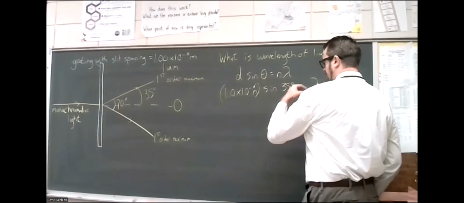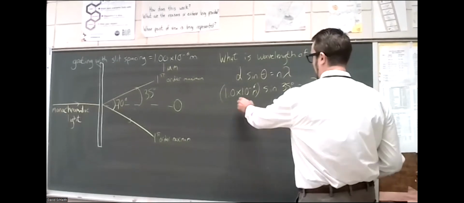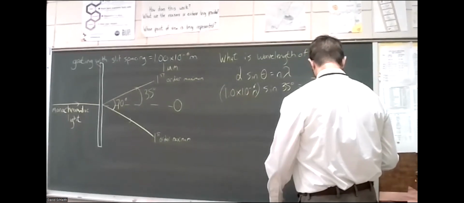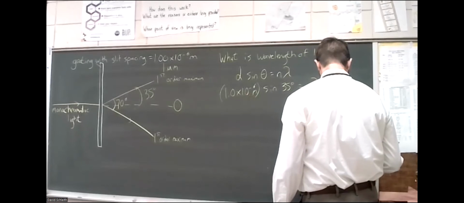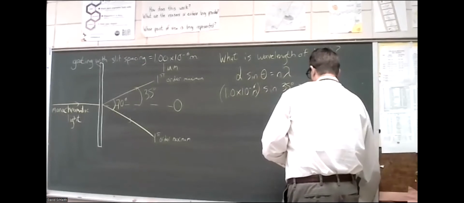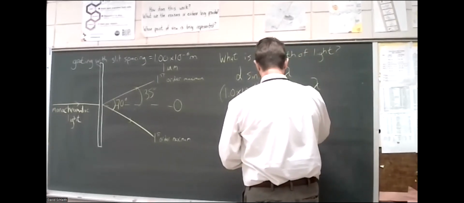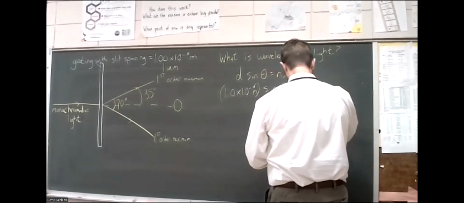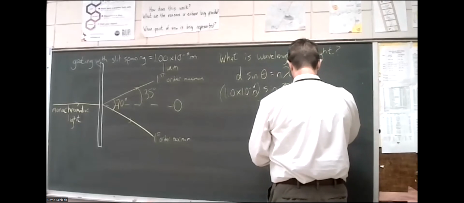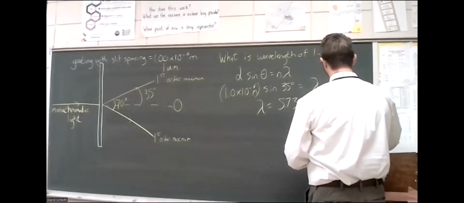So I'm going to take that value that I keep in my head for the sine of 35, and I'm going to multiply it by 1 millionth. Okay, so times 1 by 10 to the negative 6. And so that's just going to move the decimal point over a little bit, right? So we get for the wavelength here, 5.74 times 10 to the negative 7 meters.